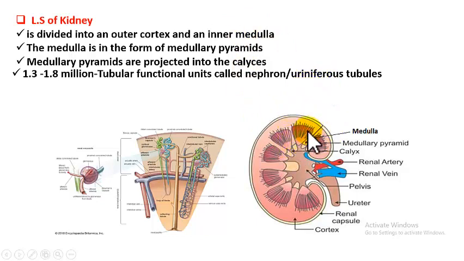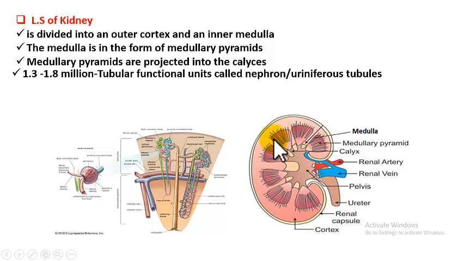Simple, students. We have two regions in the L.S of kidney. The outer dark region, which is reversed here, is called the cortex. The pale region is called the medulla. In the medulla we have medullary pyramids. Then the projected stalks under these pyramids are called calyces. All these calyces open into a region called the pelvis. So this broad region here is the pelvis, and from the pelvis the ureter continues. From here the ureter continues.